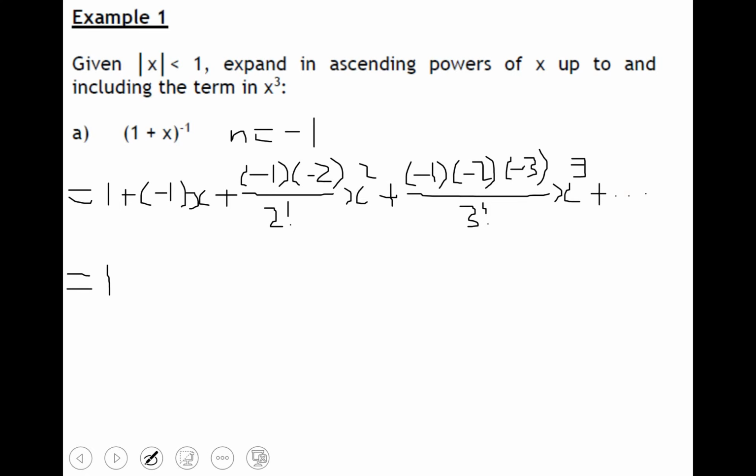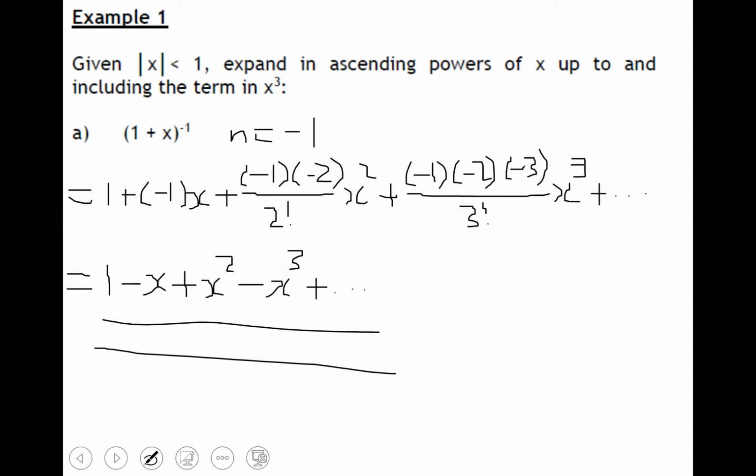So minus 1 times x is just minus x. Minus 1 times minus 2 is 2. Divide by 2 factorial gives us 1, so it's plus x squared. Minus 1 times minus 2 times minus 3 is equal to minus 6, over 3 factorial equals minus 1, so we get minus x cubed plus ... That's our binomial expansion.